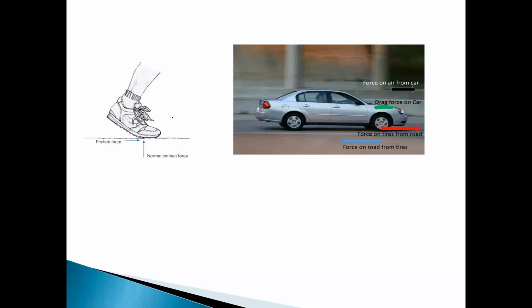Now, some useful effects of friction. First, we can walk or run on the ground just because of friction. Here basically we are applying the force in the backward direction, and the friction will offer the opposite force, that is a reaction. So a useful effect of friction is that we can walk on the ground due to friction.